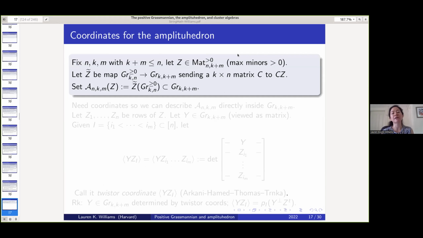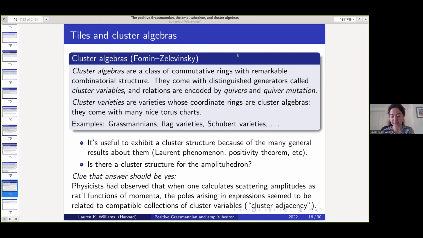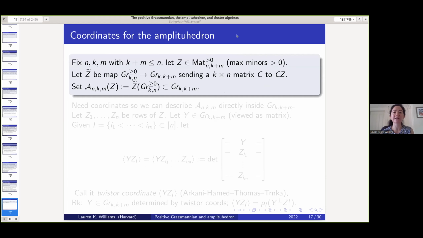Okay, but before I can tell you anything about cluster structures, I need to tell you about coordinates, nice coordinates we can use for the amplituhedron. So recall the amplituhedron is the image of the positive Grassmannian, and it sits inside the Grassmannian of k-planes in k plus m space. And we would like some coordinates that we can use to describe the amplituhedron directly inside this Grassmannian, instead of just thinking of it as the image of something else.